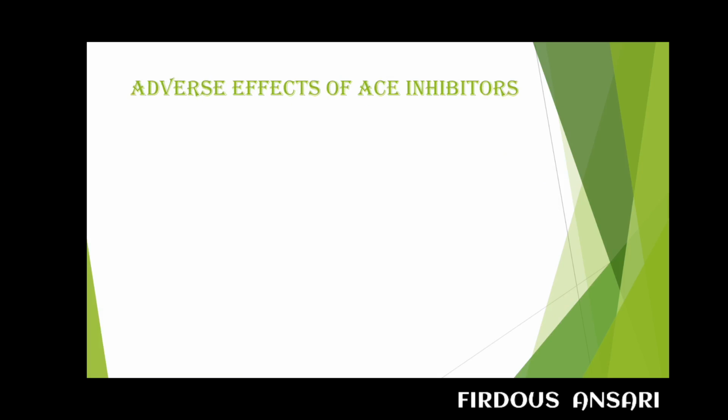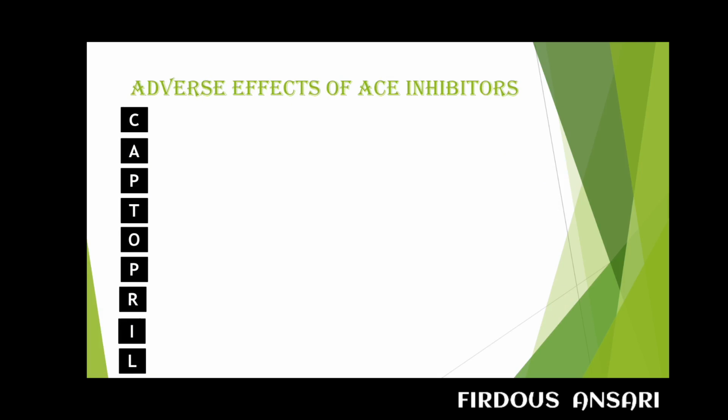Next, we shall check out the adverse effects of these angiotensin converting enzyme inhibitors. The adverse effects you can remember from the word captopril, the first drug, captopril. So, C is for cough. Angiotensin converting enzyme not only converts angiotensin 1 to angiotensin 2, but it also causes metabolism of bradykinin. But when we inhibit this enzyme, the bradykinin metabolism is also inhibited.